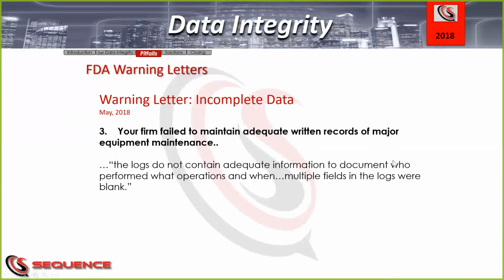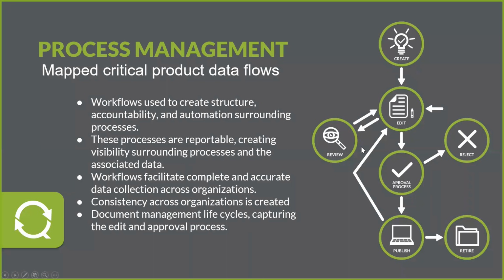So let's look at this other warning letter addressing incomplete data. The firm failed to maintain adequate written records of major equipment maintenance. So the logs, they did not contain adequate information to document who performed what operations and when, and those fields were left blank. Well, the way that you would avoid that pitfall is through process management.